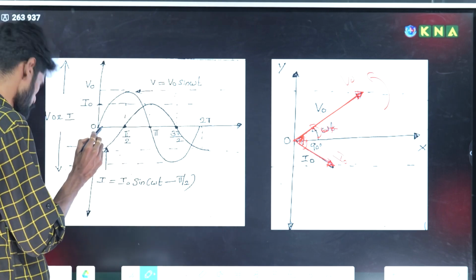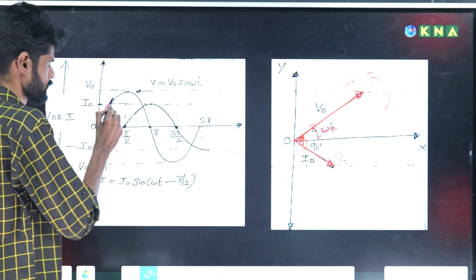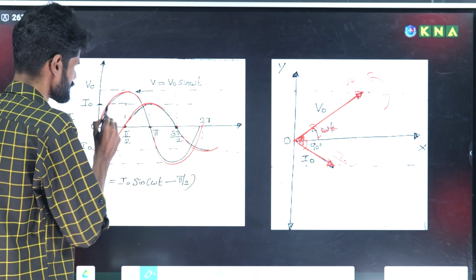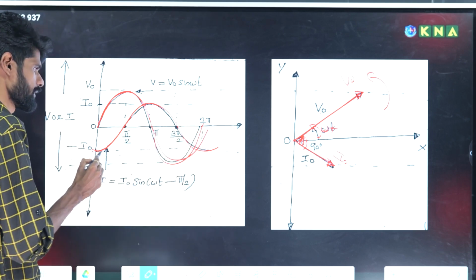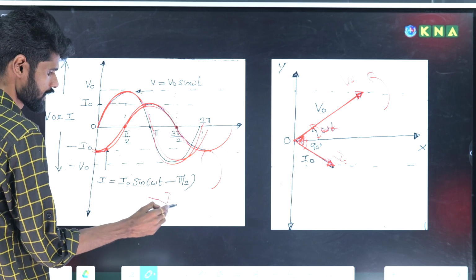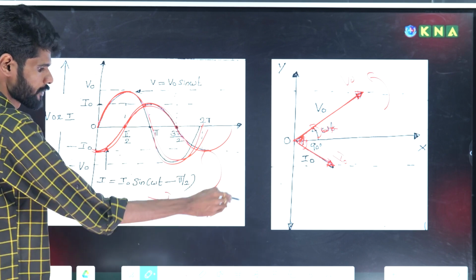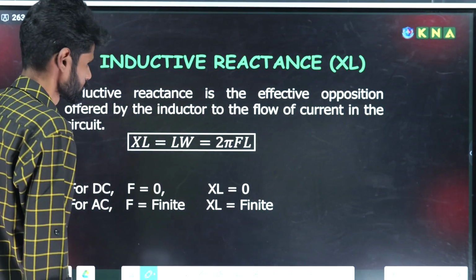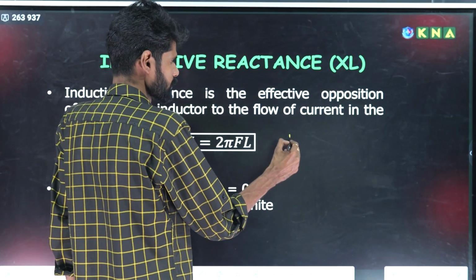Here is the corresponding timing diagram. This is the voltage, and this one is the current. Voltage is in terms of the sine function, current is in terms of the minus cosine function. So current, that is minus I naught cos omega t, is the variation. Okay, so how to find the current?